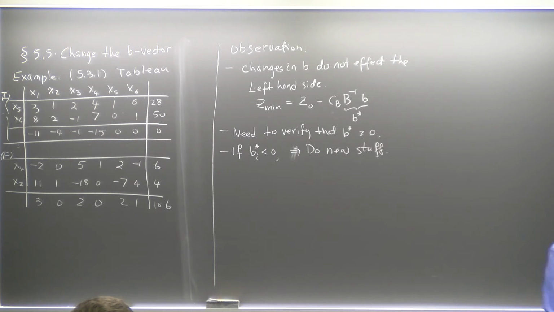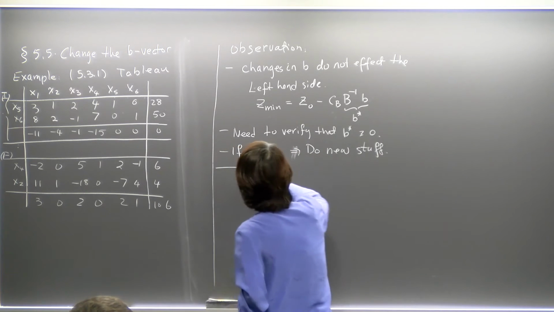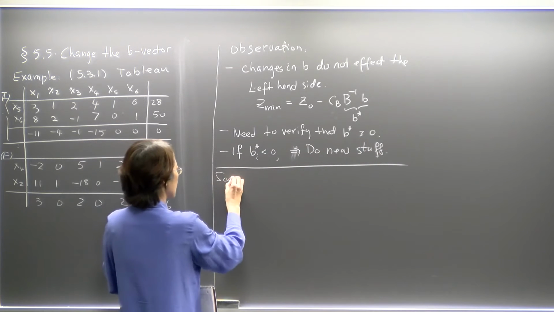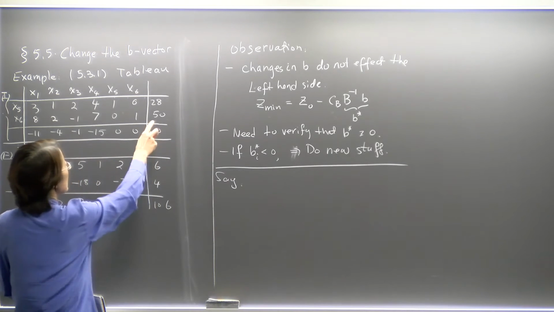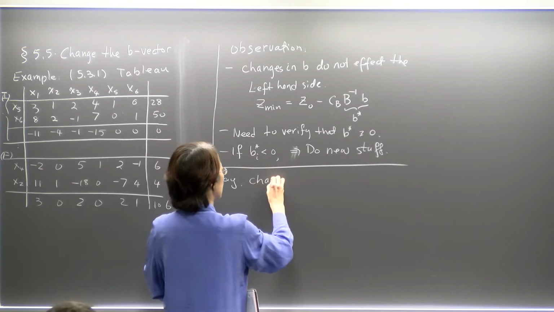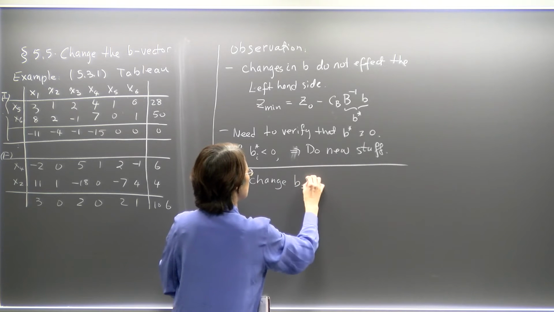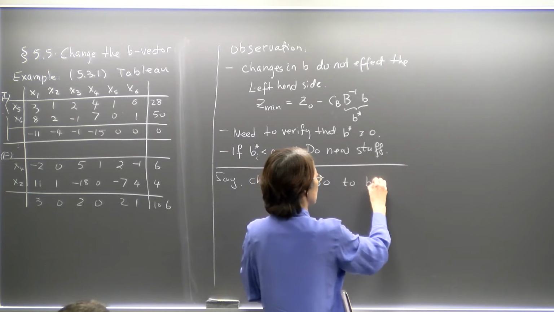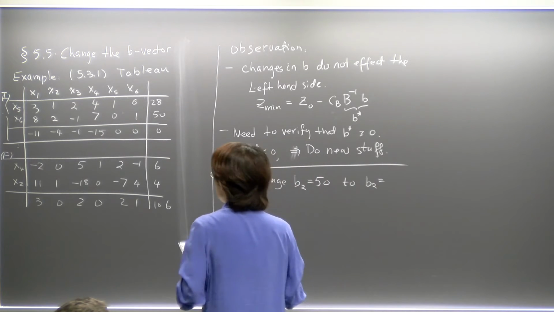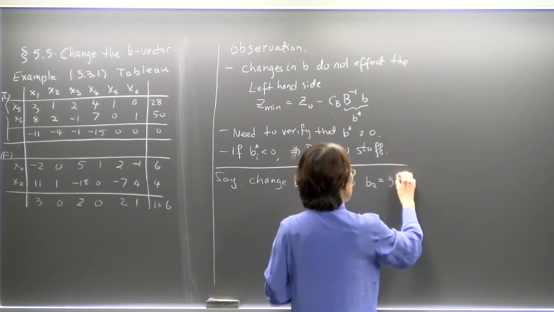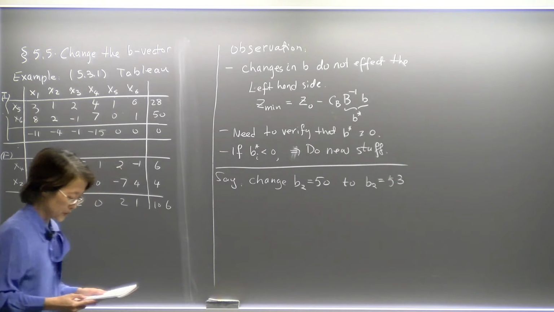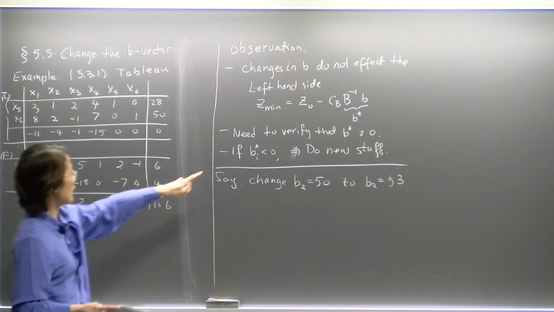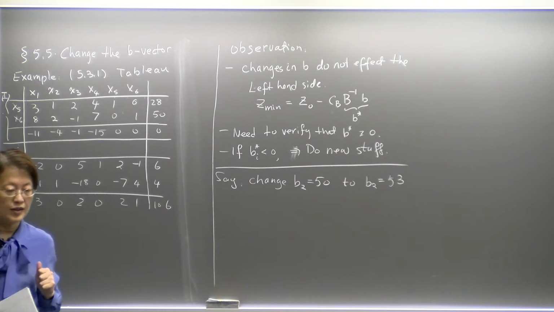Okay, so with that discussion in mind, let's take a look at this example, and let's say I want to make some change. Say what changes would I make. Let's say I change the second number, B2, which is originally 50. I will change that to B2 equals 53. That was my number.